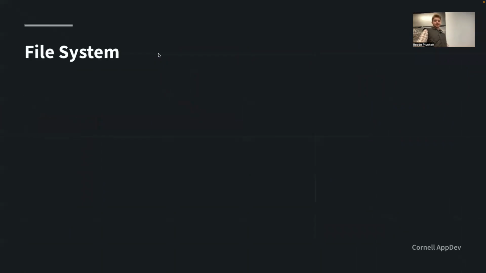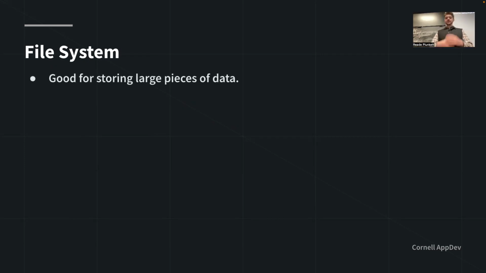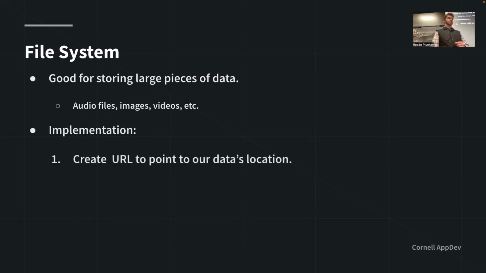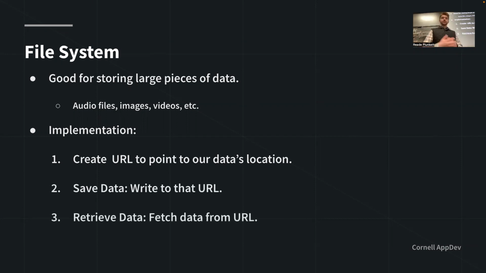Cool. All right. Next, let's jump into the file system. So the file system is great for storing large pieces of data. So this is great for things like audio files, images, videos, etc. The implementation of this, I believe you learned about URLs on Monday. So we're going to use some of that in this example as well. We create a URL that points to where we want to store our data in our file system. And then to save data, we simply write to that URL. And to retrieve data, we simply fetch data from that URL. Any questions to that?